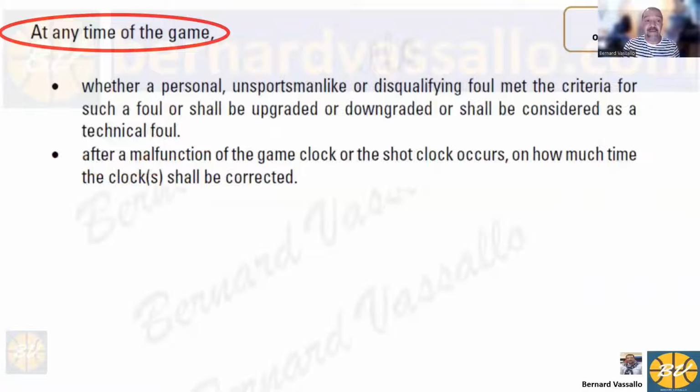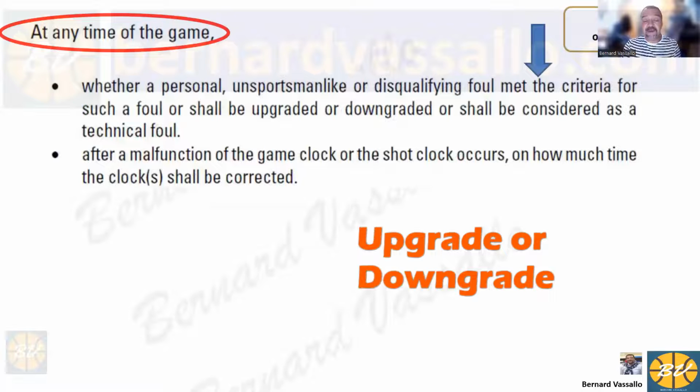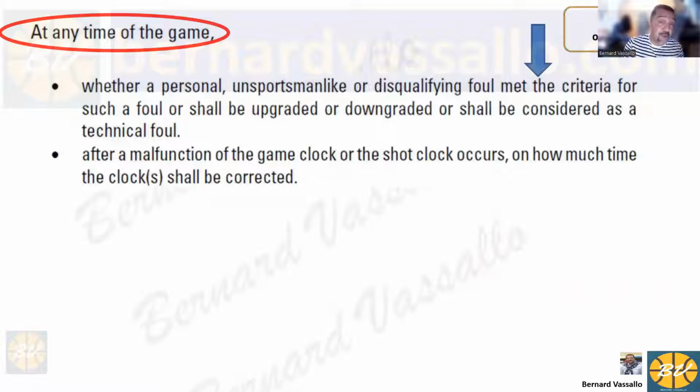Also, at any time during the game, the referees could review any play to check whether a foul could be upgraded, for example, to an unsportsmanlike foul or even a disqualifying foul, or downgraded to a personal foul from an unsportsmanlike foul, or even whether a foul could be considered as a technical foul. Therefore, the referees could review any play they feel during the game that could be upgraded or downgraded accordingly.